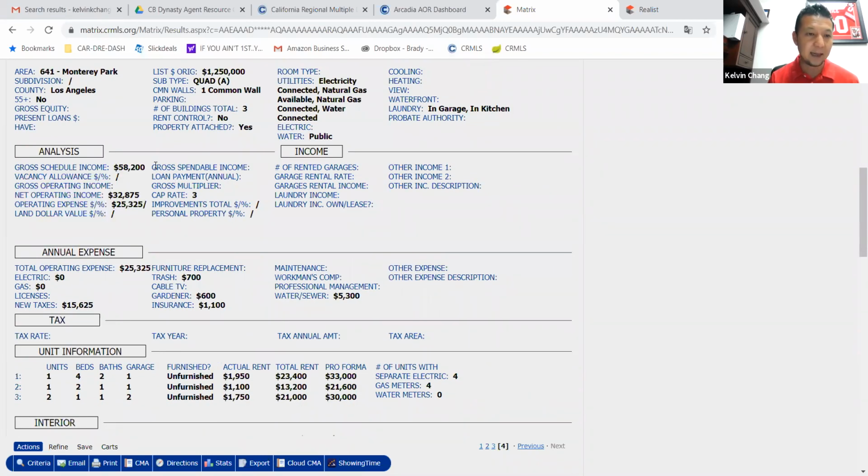Their scheduled income is $58,200. Okay? They give you the actual rents right here: 1950, 1100, and 2 of the units are earning 1750. Total for the year, when you multiply that by 12, you get to your figure of about $58,200 when you add this all up. I can already tell you, this doesn't add up correctly. Wait, hold on, let me see here. This agent didn't add this correctly.